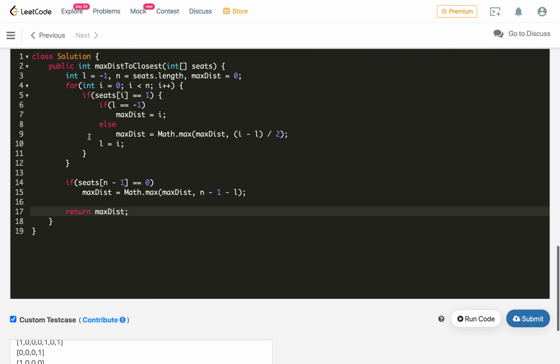Now what is the time complexity of this solution? As you can see, we are just iterating over all the elements once, so for n elements it is O of n. For the space complexity, we are using just these three constants, so it is constant, O of 1.